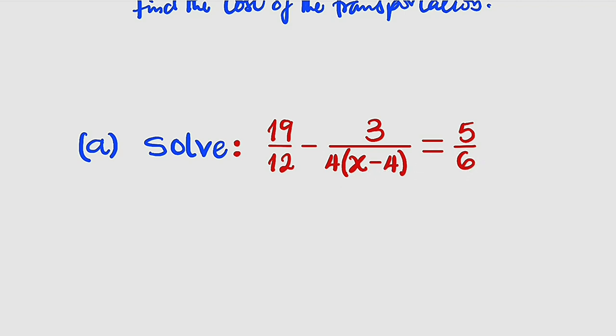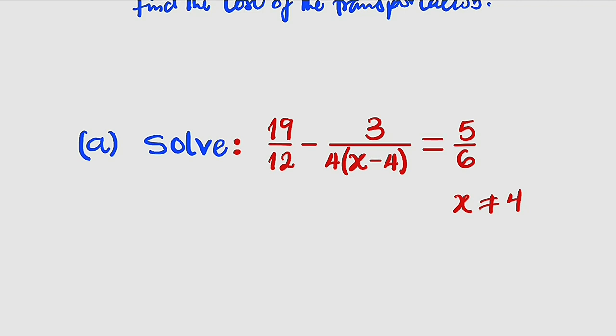Before you start solving this question, you should know that x can never be equal to 4. Why? Because if x is 4, we have 4 minus 4 here, which is 0. 0 times 4 is still 0. And we don't want any situation that will make a denominator equal to 0. And hence, x can never be equal to 4.